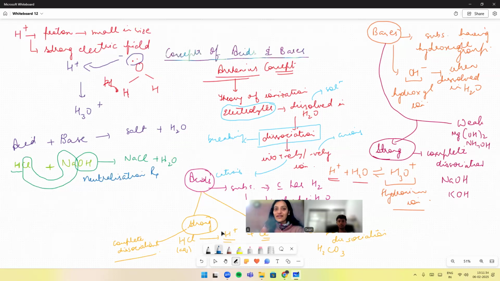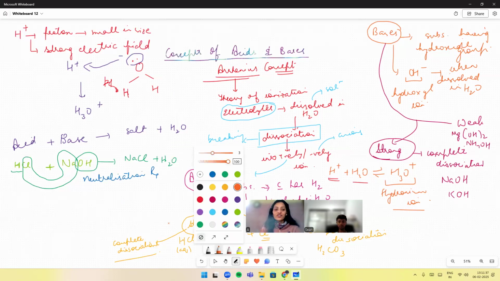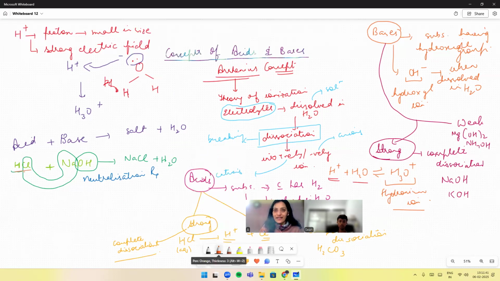Okay, so neutralization reaction is a process in which hydrogen ions being given by acid come in contact with the hydroxyl ion given by the base to form a water molecule. It is basically the reaction of hydrogen ion plus hydroxide ion leading to the formation of water, right? Salt is being formed, that is an added advantage, right? Got it? So I hope the Arrhenius concept is clear to you.